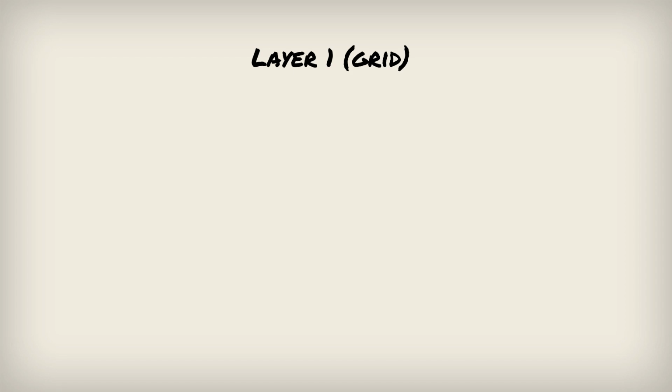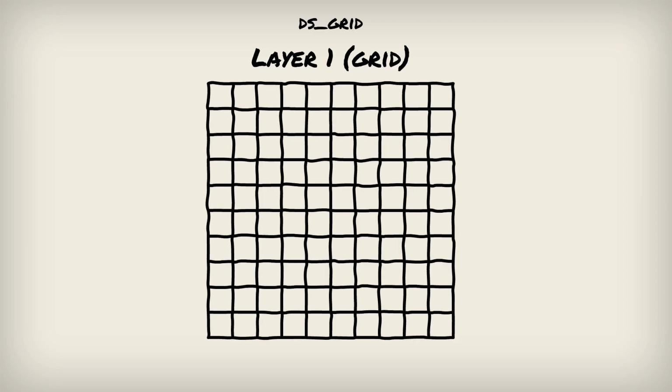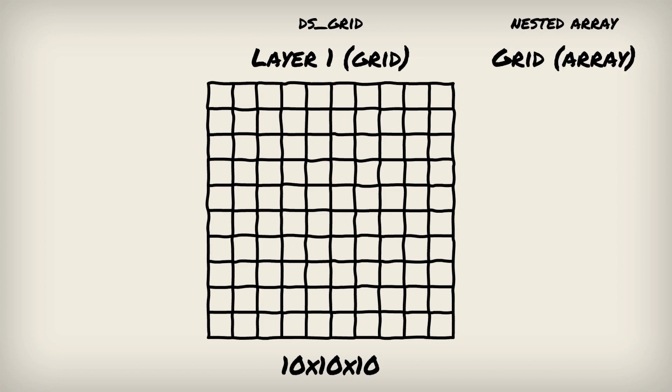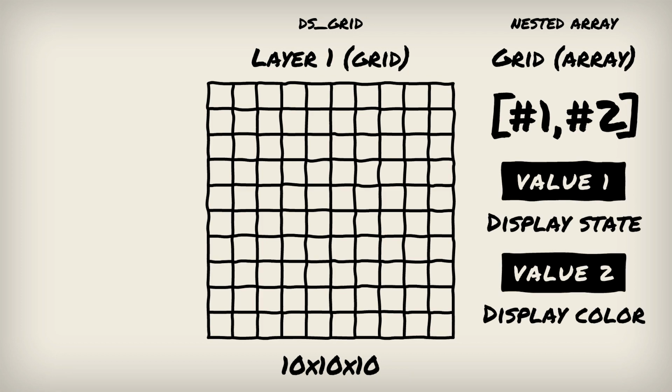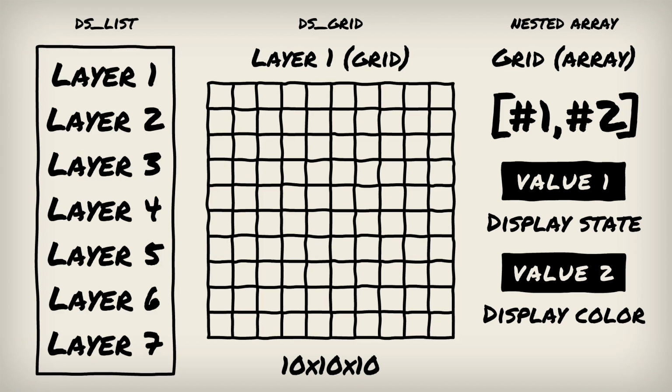Our layer data will be contained in DS grids. So each grid cell will equate to 1 pixel of our sprite. And for simplicity's sake, we're going with 10 by 10 by 10 for our dimensions. Each cell will hold 2 pieces of data, display state and pixel color, and these will be stored in a nested array. The grids will then be contained in a DS list, which will act as our layer controller.